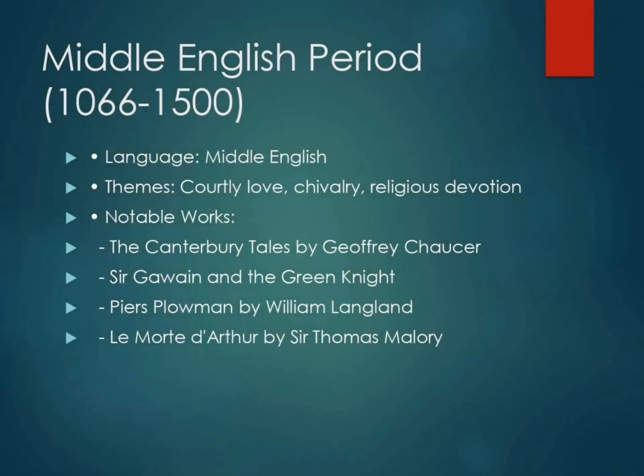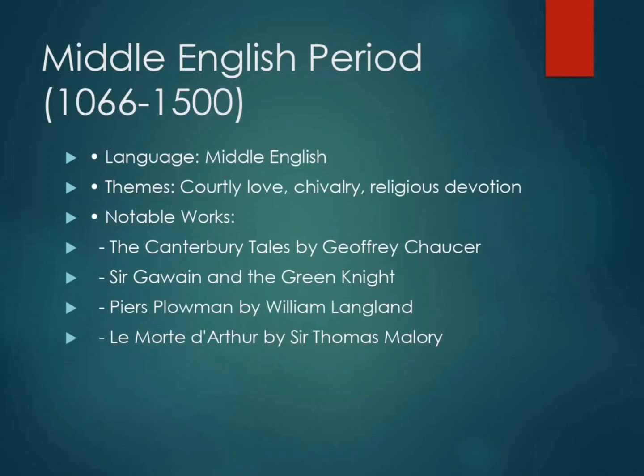After the Old English period starts the Middle English period. The Middle English period starts from 1066 AD and ends in 1500 AD. And the main language of this period was Middle English. It has shifted from Old English to Middle English. Some of the main themes of this period were courtly love, chivalry, romance, and religious devotion. And these themes can be seen in some notable works like The Canterbury Tales by the famous writer Geoffrey Chaucer, Sir Gawain and the Green Knight, Piers Plowman by William Langland, and Le Morte d'Arthur by Thomas Malory.